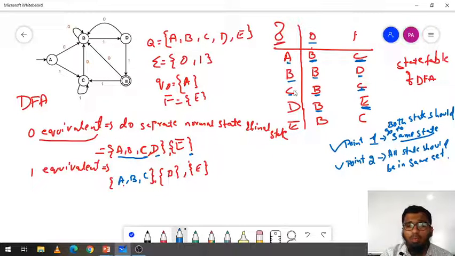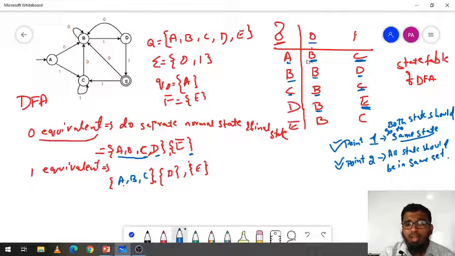Next, you can take BC or AC. I am taking AC. A on 0 is going to B and C on 0 is going to B. Yes, first condition is satisfying. Next, A on 1 is C and C on 1 is C. This also it is satisfying because A, B, C that all are in same set only, in 0 equivalent.